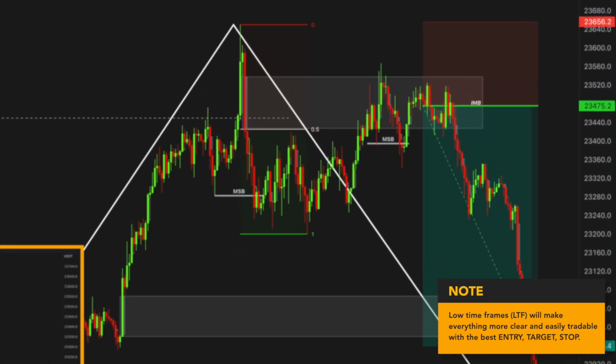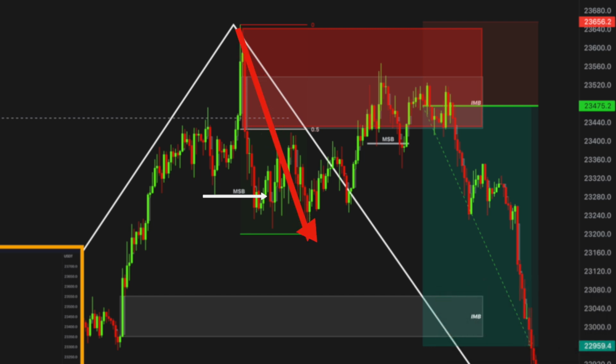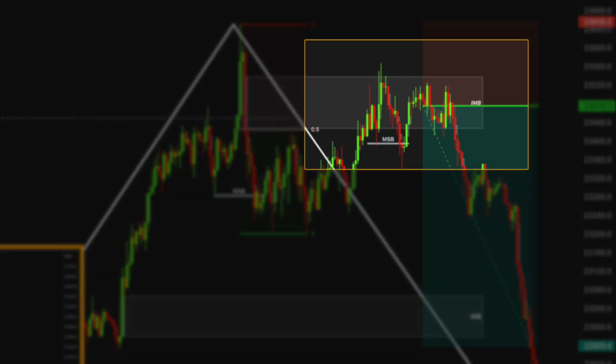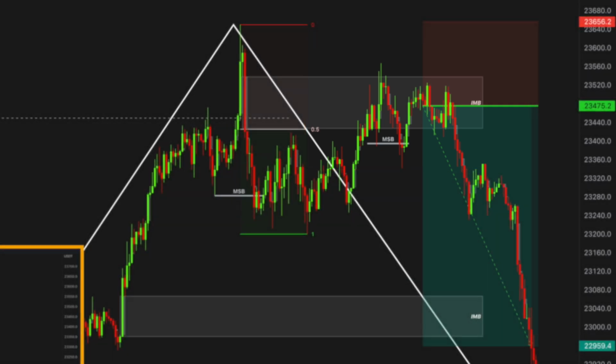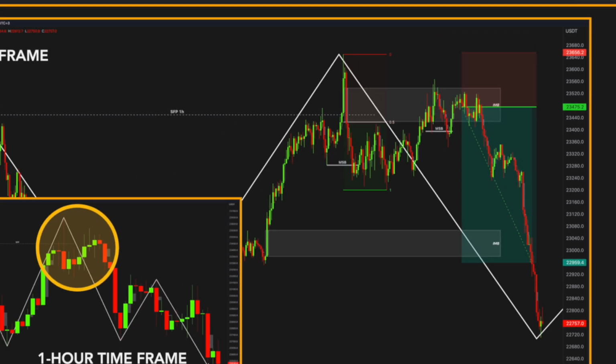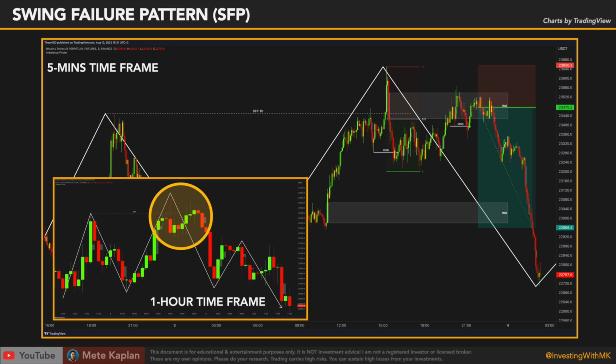As you can see, MSB happens here. It also creates our premium and discount zones. Price pulls back to our premium zone and fills the imbalance. This is a great area to enter a trade. If you follow the price, you can also witness later on another micro MSB happens. I think you already know what to do here. We keep repeating the same practices over and over again. So opportunities are endless when you combine high and low time frames.